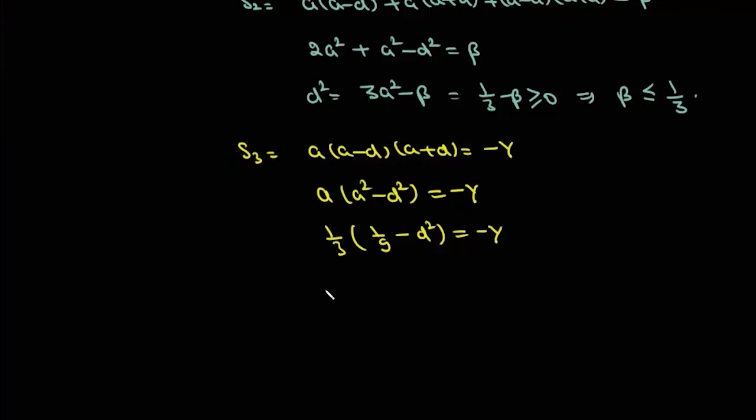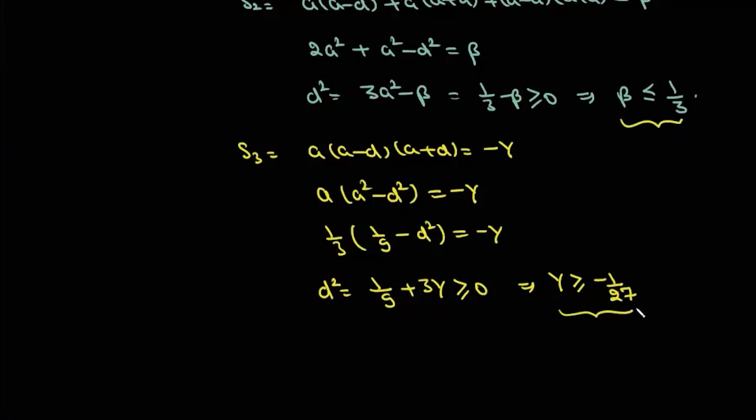We can write d square as 1 by 9 plus 3 gamma. Now again d square should be greater than or equal to 0. So from here we get the value of gamma, it should be greater than or equal to minus 1 by 27. So we have the range of beta and we also have a range of gamma, and that is the answer to this question.